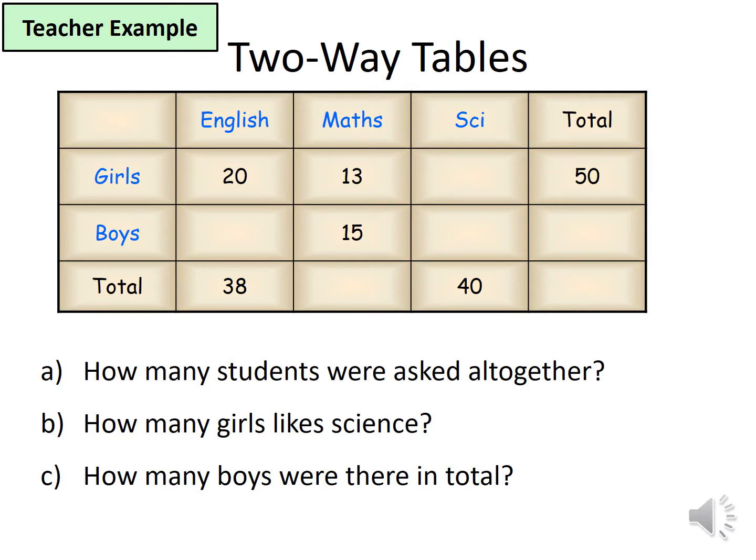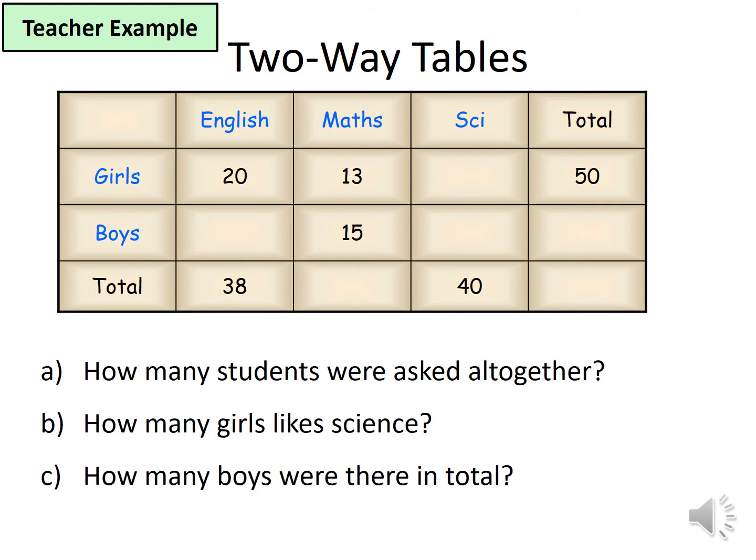Okay, so this is our first two-way table, example 1. The reason we call it a two-way table is because we are comparing two bits of information. We're comparing subject studied and girls and boys. So that's why we call it a two-way table.